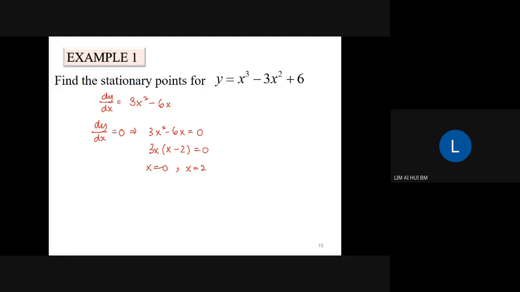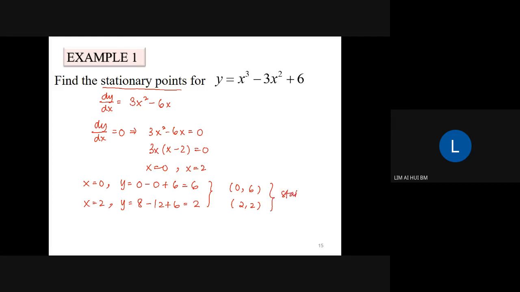All right. So since the question asks for the stationary point, meaning that it needs a y coordinate as well, get your corresponding y coordinates. So when x equals to 0, what is the value of y? Y is 0 minus 0 plus 6. That will be equals to 6. And when x equals to 2, y will be equals to 8 minus 12 plus 6. That will be 2. All right. So now we have 2 points. The first point is 0, 6. And 2, 2. Both points, we call it as stationary.